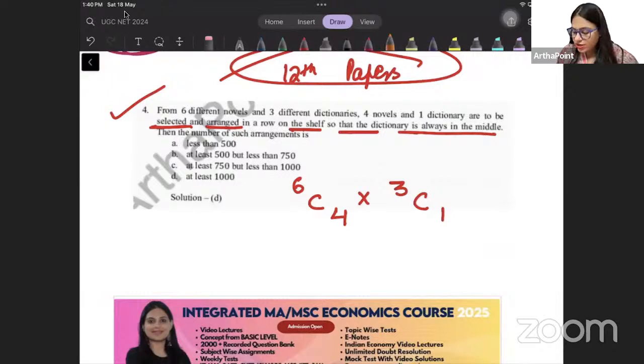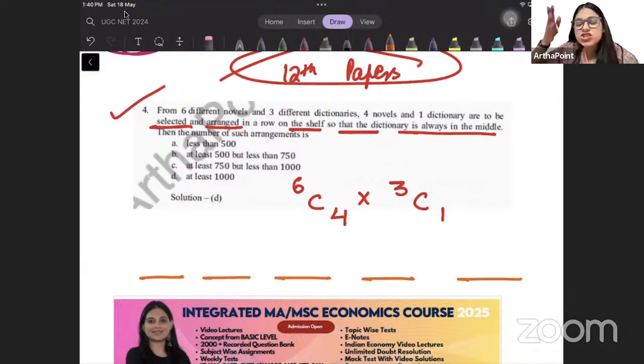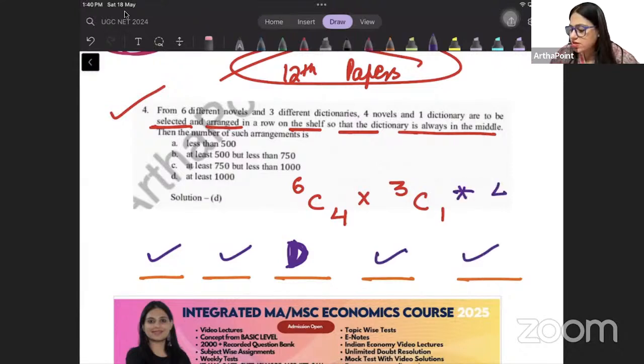So in order to do arrangement, beta, totally I will have 5 places. 4 novels and 1 dictionary, I have 5 places. But dictionary is always in the middle. That means I have fixed the place of dictionary. So I need to arrange novels now. How many novels do I have? 4. So I can arrange the 4 novels in these 4 places in 4 factorial ways. Arrangement bhi ho gayi ab. So I have arranged novels in 4 factorial ways.